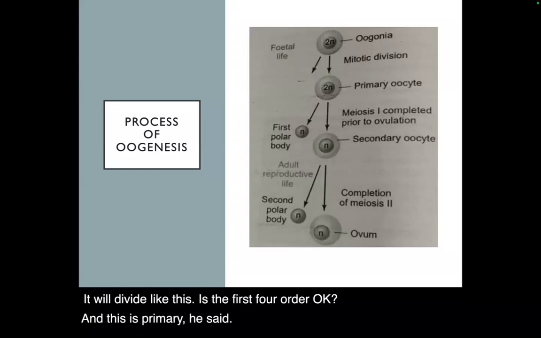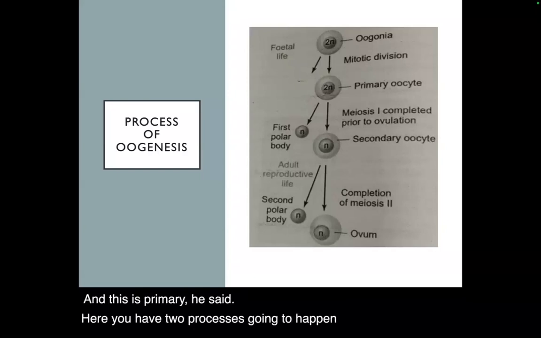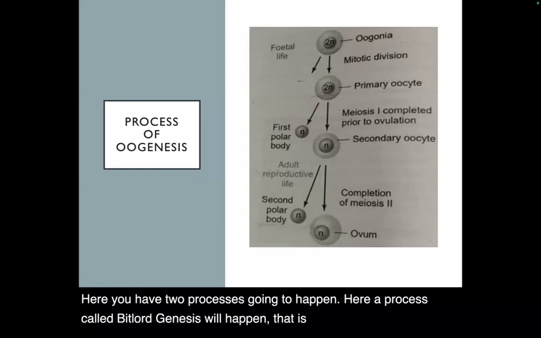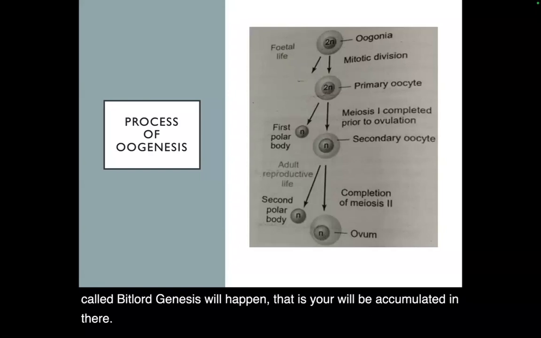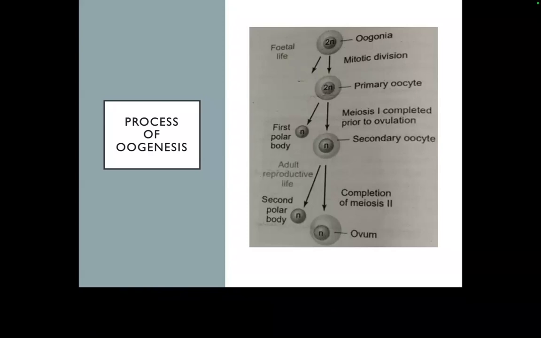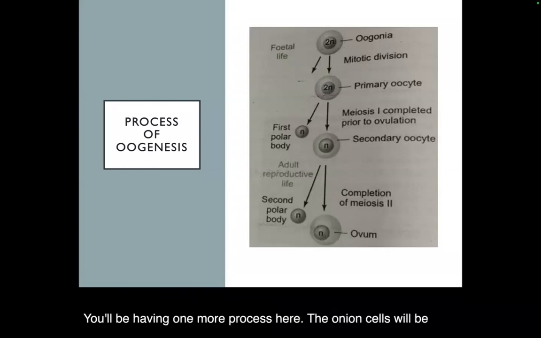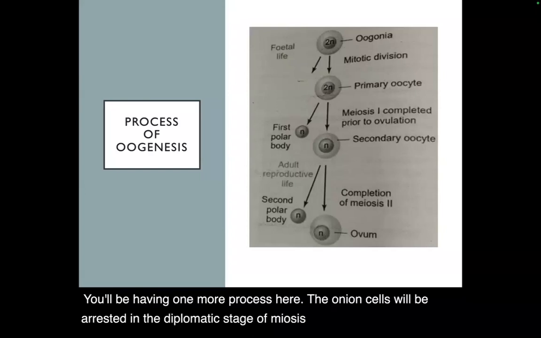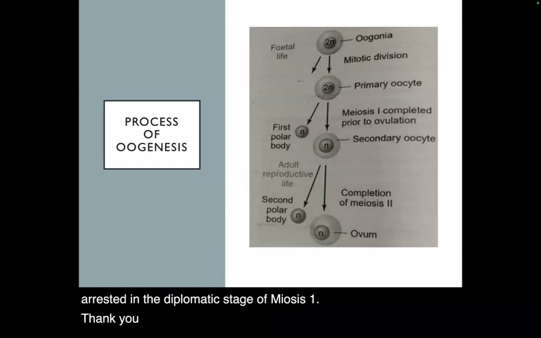Here you have two processes going to happen. Here a process called vitellogenesis will happen, that is, the yolk will be accumulated in the egg. Here only the yolk will be accumulated in the egg. And here you will have one more process. Here the oogonian cells will be arrested in the diploid stage of meiosis 1. Why? Because till puberty, I said that oogonian cells will not multiply. So in this stage it will get arrested in the diploid stage of meiosis 1.